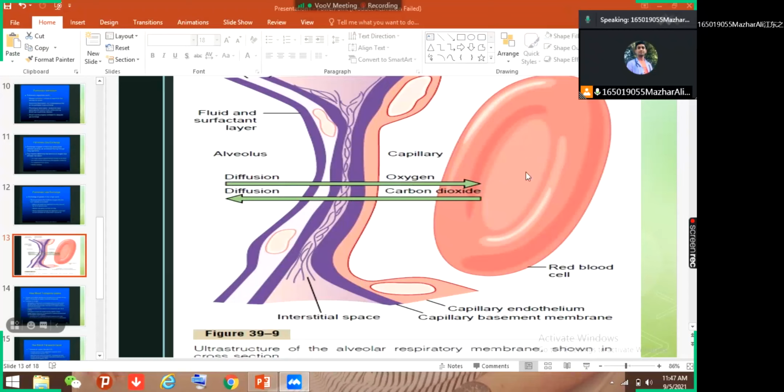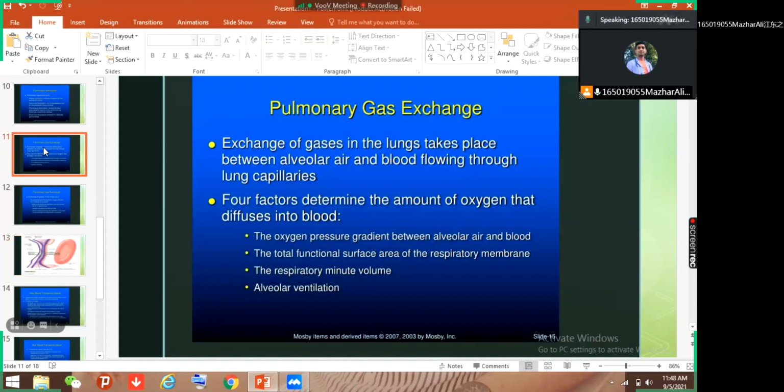Then in the red blood cells, carbon dioxide becomes high. Then how does it diffuse? From the high concentration to the low concentration. This is how gas exchange takes place. So if there is any pathology like an interstitial lung disease in the interstitial space, it becomes thick, dry, fibrous, so proper ventilation and proper gas exchange will not happen. Okay, this is a very important thing.